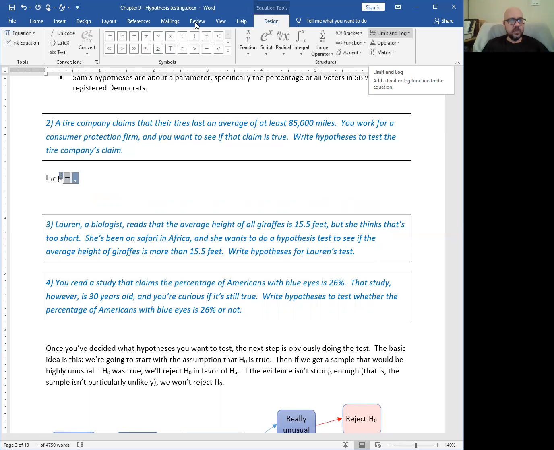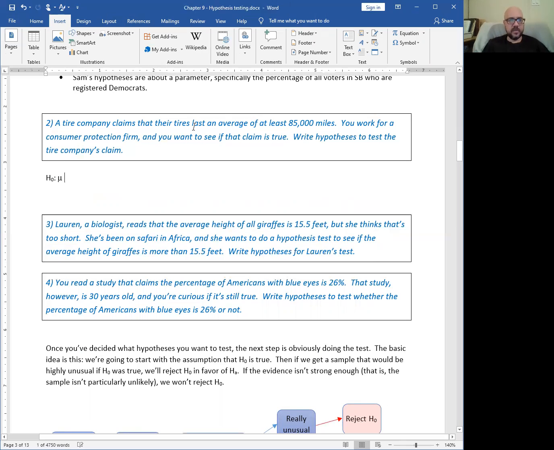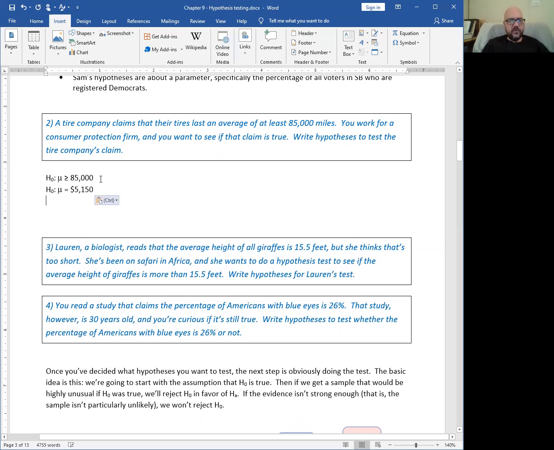What did I do? I messed something up. Oh, I did equation instead of symbol, didn't I? Yeah, my bad. All right, so they are saying that the mean is at least 85,000 miles. I did too many numbers there. There we go. And then the alternative hypothesis would be that the mean is less than 85,000 miles. Right, and that's all we have to write. There we go. Those are the hypotheses that I want for this.